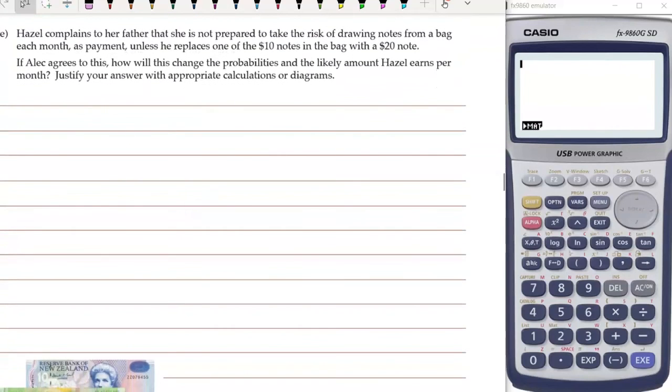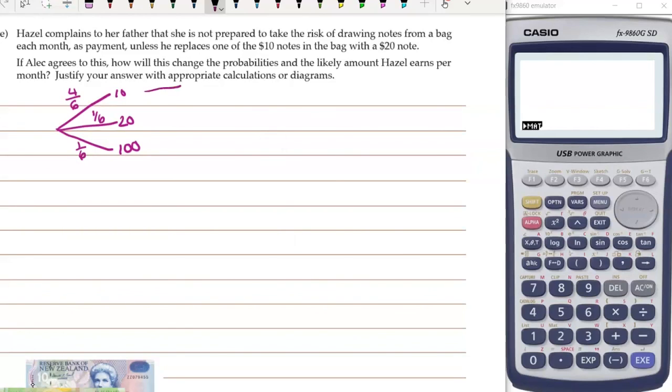Okay, so Hazel has said that she doesn't really want to take that deal. She thinks it's not in her favor. So she doesn't want to take the risk of doing that unless he replaces one of the $10 with a $20 note. Now, if Alec agrees to this, how will this change the probabilities and the likely amount that Hazel earns per month? So now there's an option where she could pick a 10, a 20, or 100. If we are picking a 10, there will be 4 of those out of 6, 1 out of 6 is 20 and 1 out of 6 is 100.